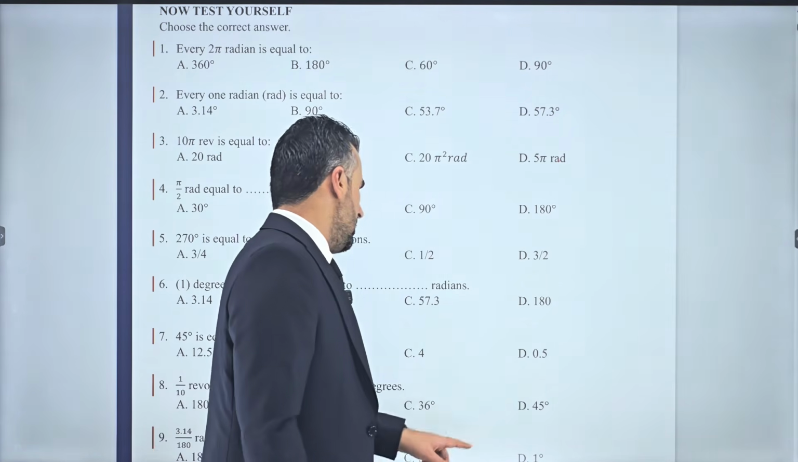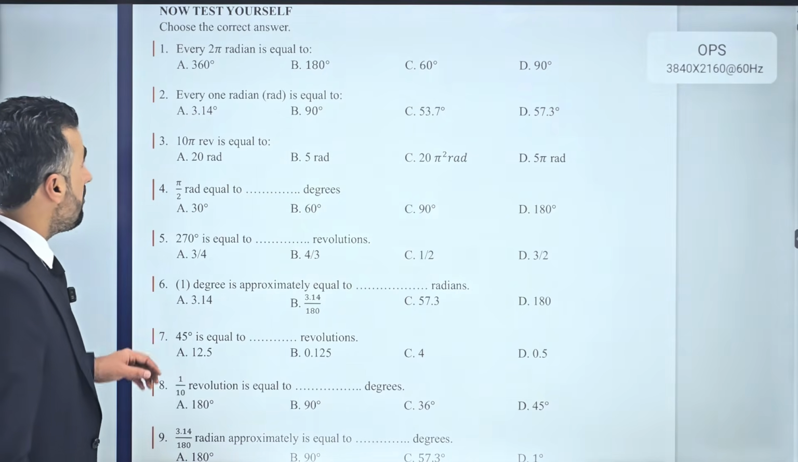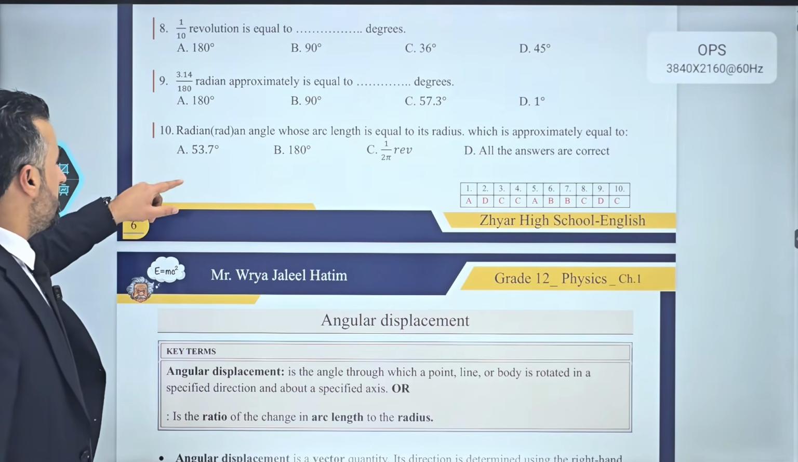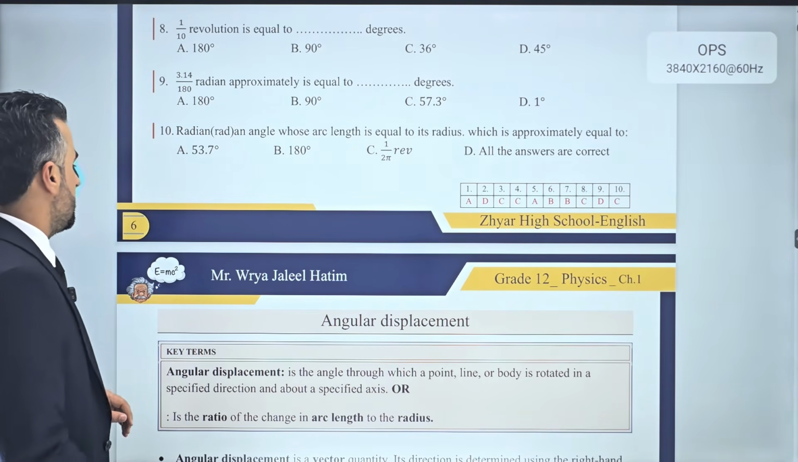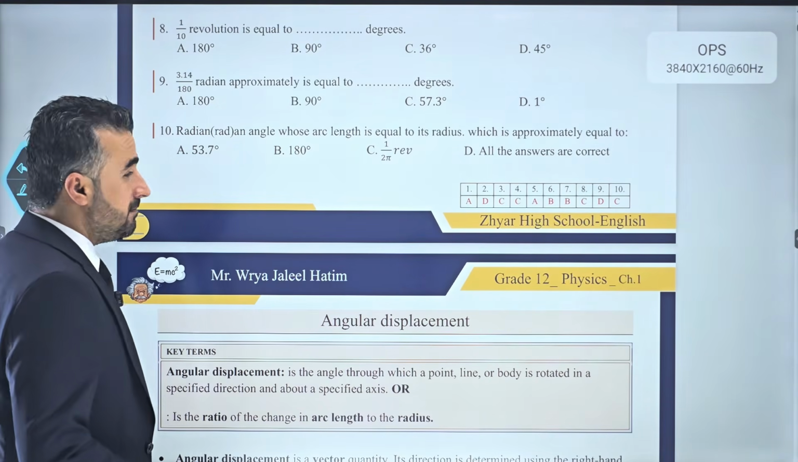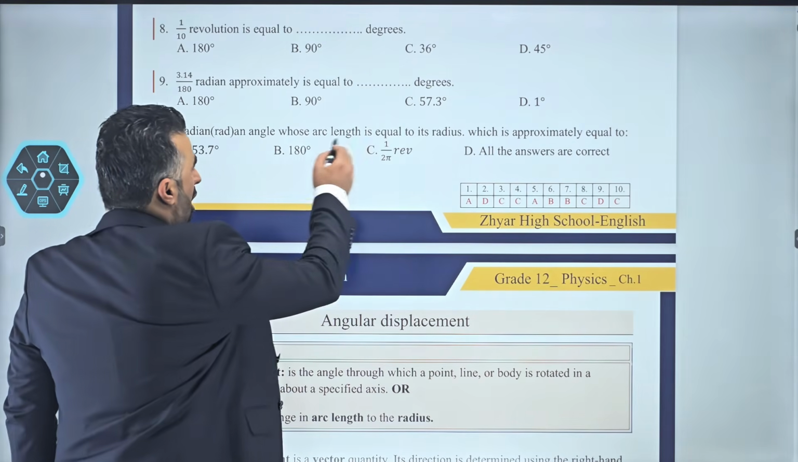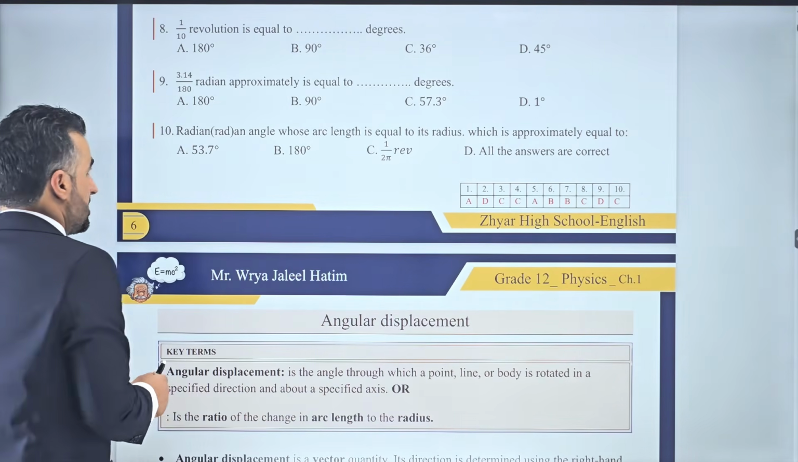Hopefully you can get it right always. All right, now the next question that I want to do, or the last WSAT question here, is this one. It says, what? A radian, okay? RAD or rad, it is an angle whose arc length is equal to its radius.